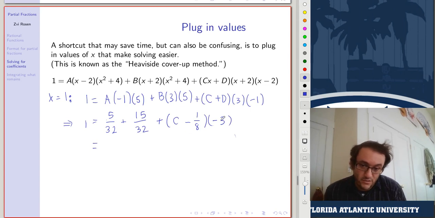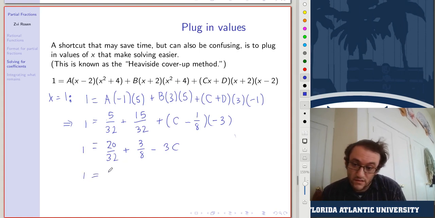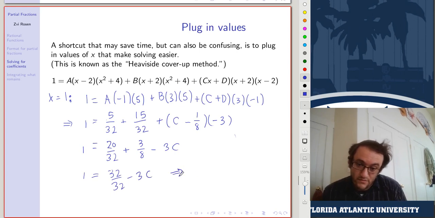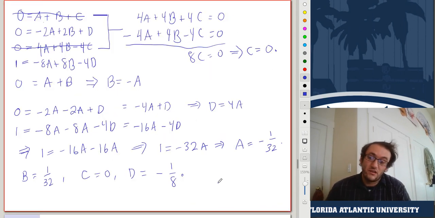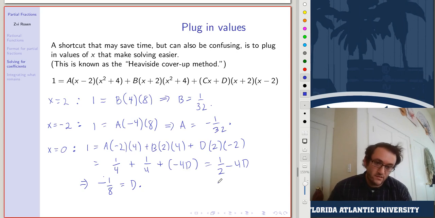So let's distribute this multiplication here. So we have 20 over 32 plus 3/8 minus 3c equals 1. So 3/8 is equal to 12/32. So we have 1 equals 32 over 32 minus 3c. So as you can see, c equals 0. Okay, and this gives us the same solution as the previous page, but without systems of equations. This is just plugging in convenient values of x.